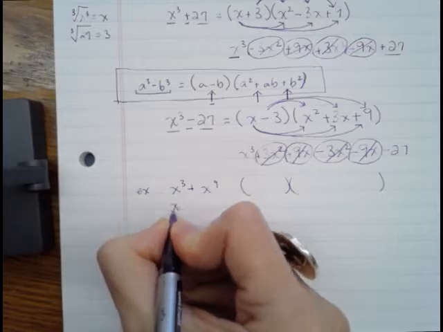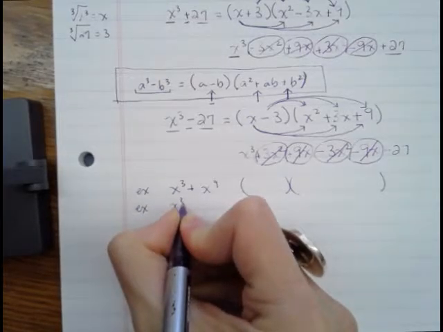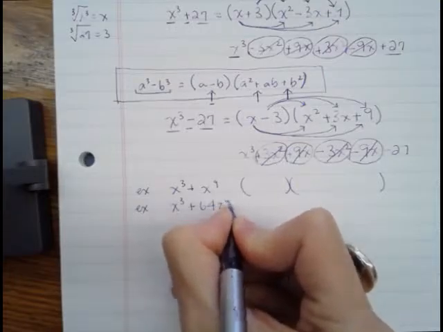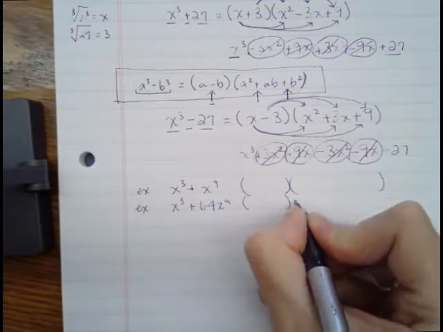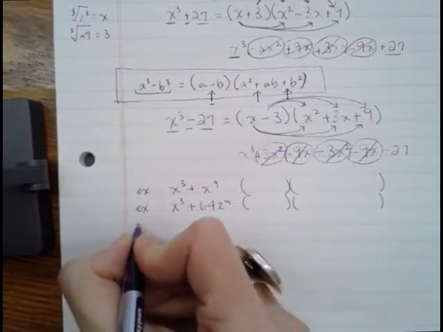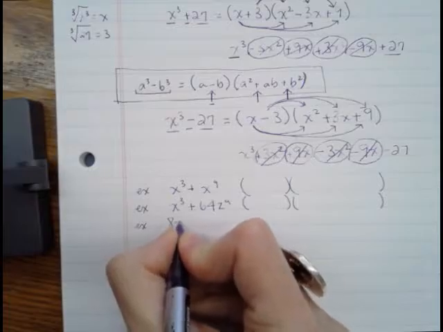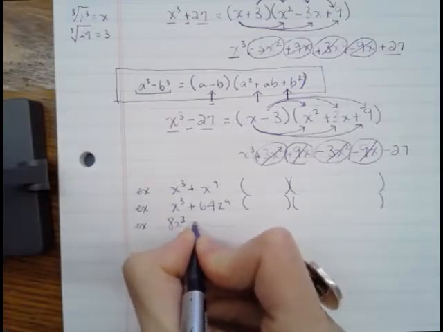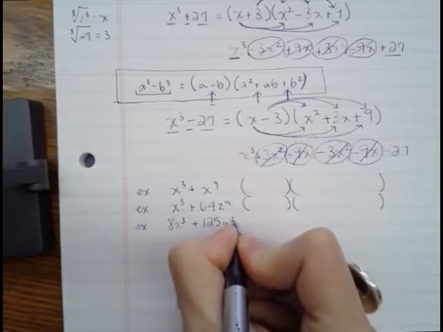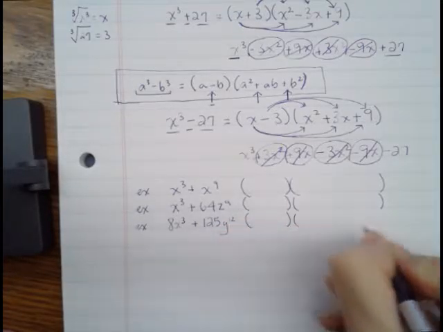We tried x cubed plus 64z to the 9th. Again, you're going to have a binomial here and a trinomial here. And then we had this one, 8x cubed plus 125y to the 12th. And we did the work.